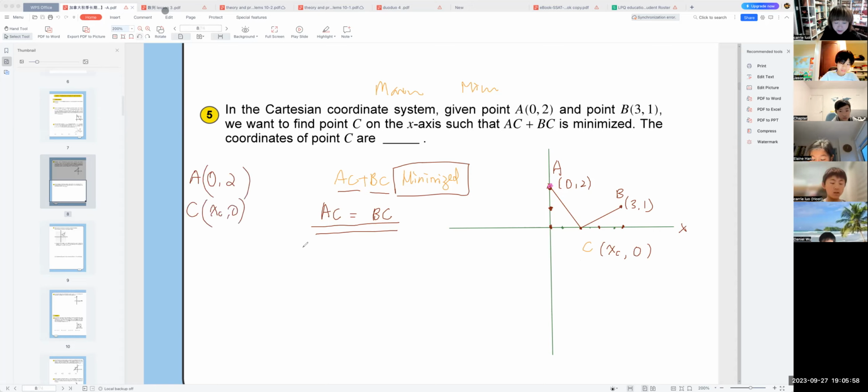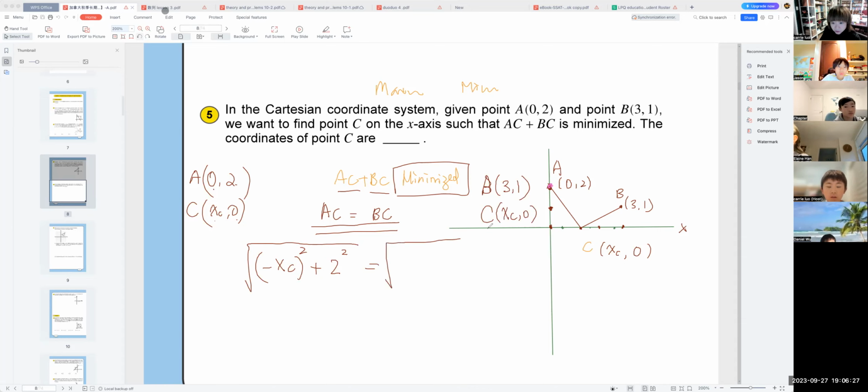So let's calculate the distance AC together. 0 minus xC equals negative xC, correct? And I square it. And 2 minus 0 equals 2, and I square it, and then take the square root. Okay, so that is AC, correct? So I'm going to put B here. B equals (3, 1), and C is also (xC, 0), correct, Daniel?